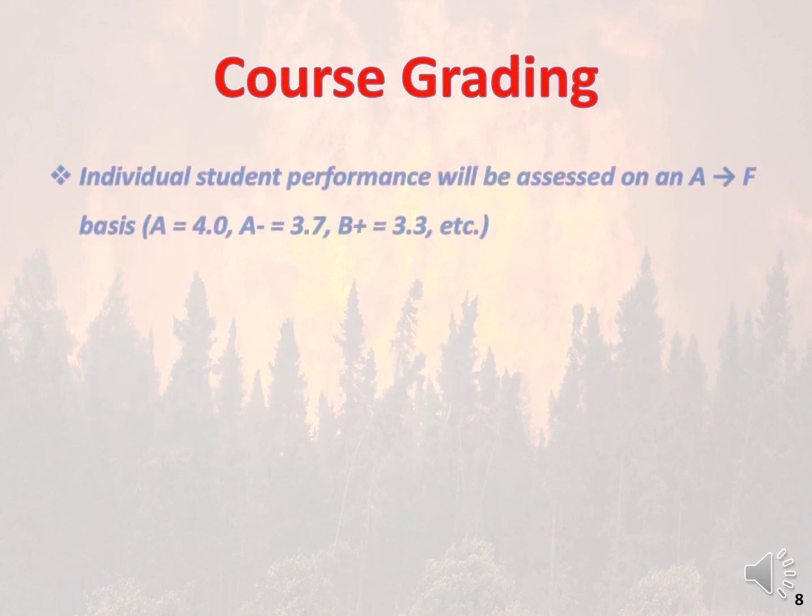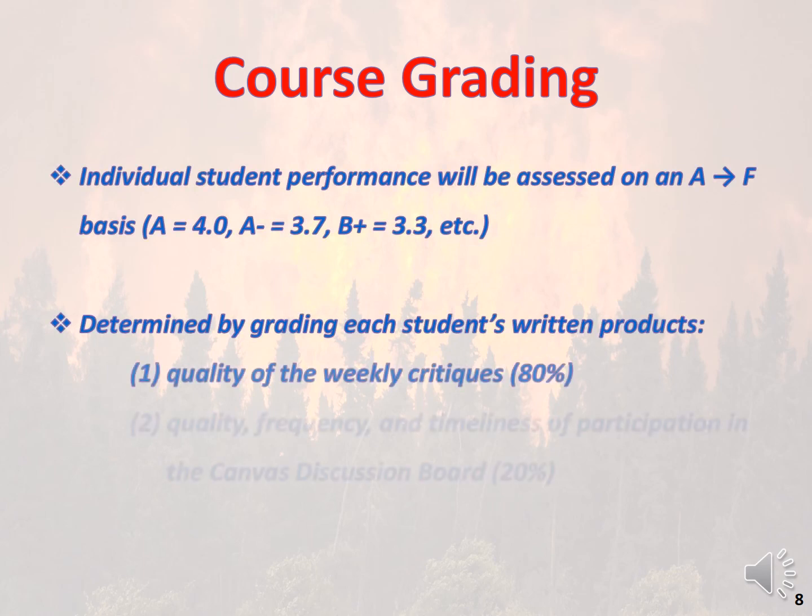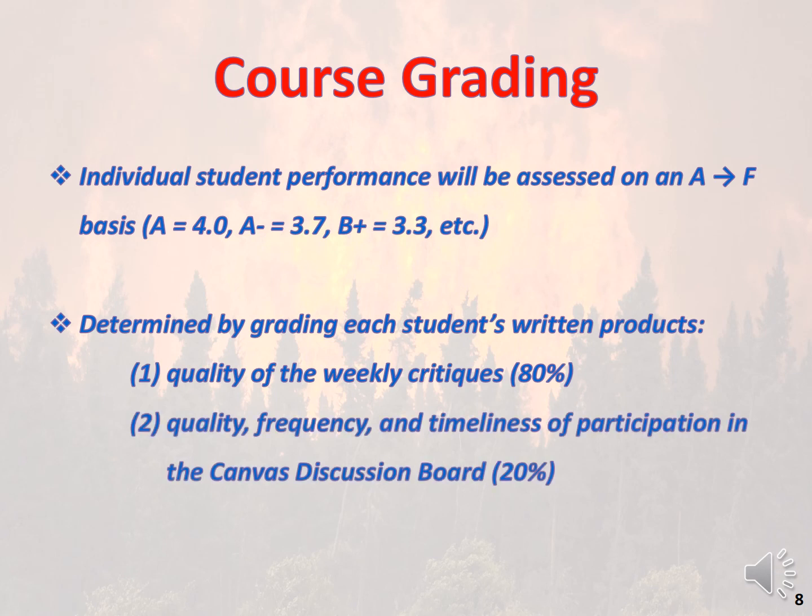Grading in FW 620 is pretty straightforward. I use an A to F grading system, A being worth 4 points, A minus being worth 3.7, and so on. The grading itself will be determined 80% based on the quality of the weekly critiques, and the other 20% will be on the quality, frequency, and timeliness of your participation in the discussion board.